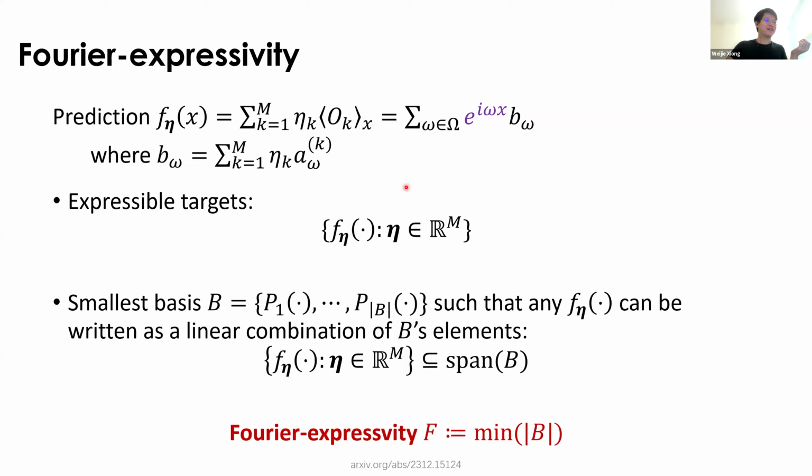Motivated by this, we define the expressivity of QELM as the cardinality of a small set, such that we can use its elements to reconstruct any expressible function of this QELM. So the expressible targets is a set where the vector of trainable weights is an arbitrary real number.